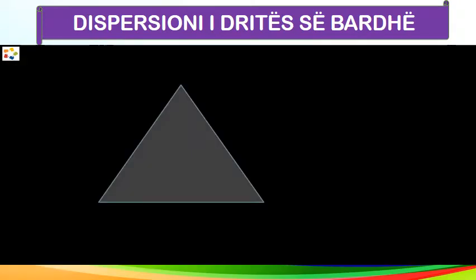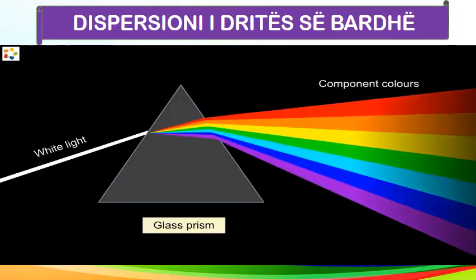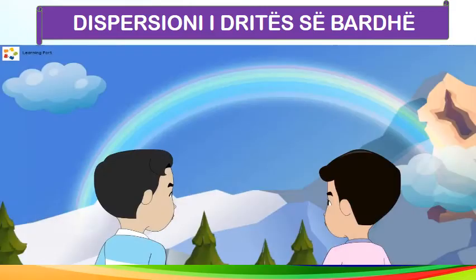We can observe the effect of light dispersion with a glass prism. When white light enters the prism, the different colors start to spread apart due to dispersion. As the light rays come out of the prism, they are further separated from each other. The formation of a rainbow is also due to the dispersion of light.